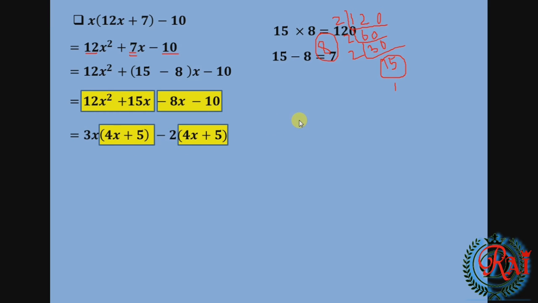Now here 4x plus 5 is common, so when I take 4x plus 5 common out, 3x minus 2 remain inside the bracket. This is your final answer.